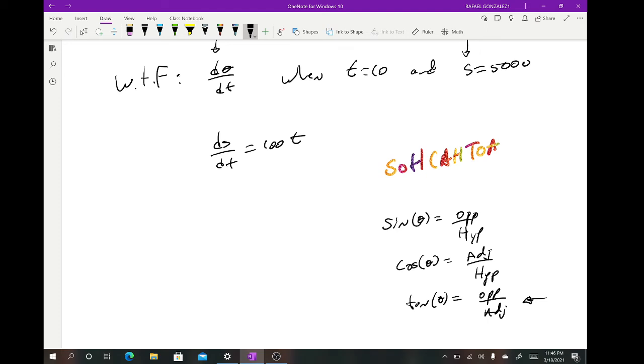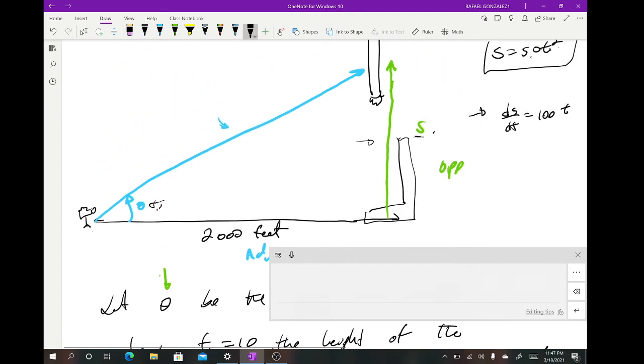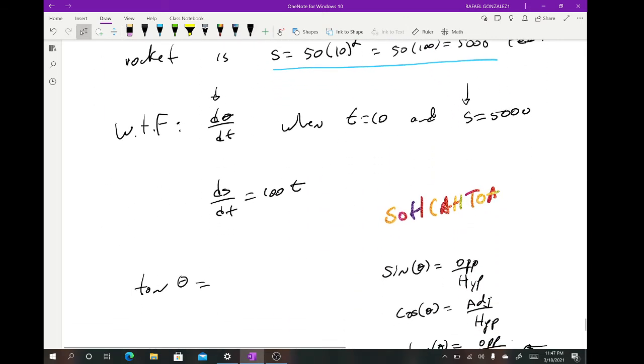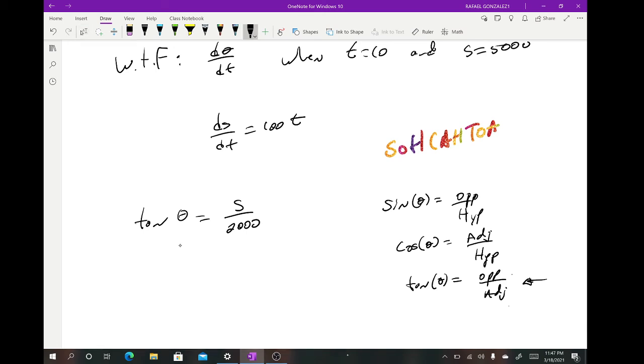Okay, so now I know that the angle theta can be related by the equation tangent of theta being equal to, again, opposite over adjacent. Well, what is the opposite side? Opposite side is S, and the adjacent side is 2,000. So we have tangent theta is equal to S over 2,000. So now I know how my variables are related. I know how my angle theta is related to the height of the rocket.